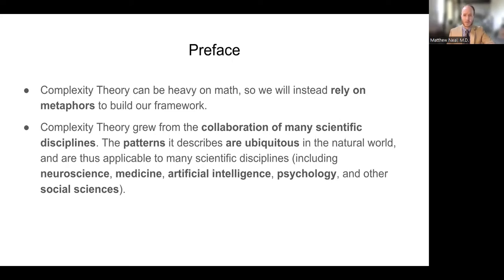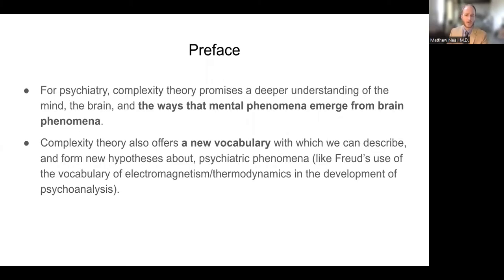The patterns it describes are ubiquitous in the natural world and very applicable to things that we as psychiatrists care about, including neuroscience, medicine, artificial intelligence, study of psychology, and other social sciences. For us, and why I think this is a particularly important area of inquiry, this promises a deeper understanding of the mind, the brain, and the ways that mental phenomena emerge from brain phenomena. It also offers us a new vocabulary we can use to describe and form hypotheses about psychiatric phenomena, in the same way that Freud used vocabulary extensively from electromagnetism and thermodynamics when he was developing his theory of psychoanalysis.